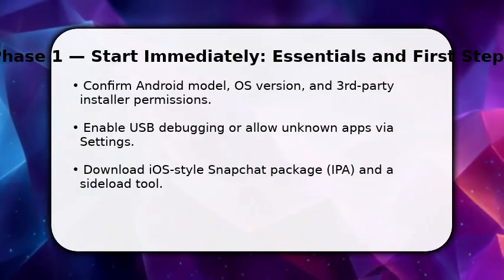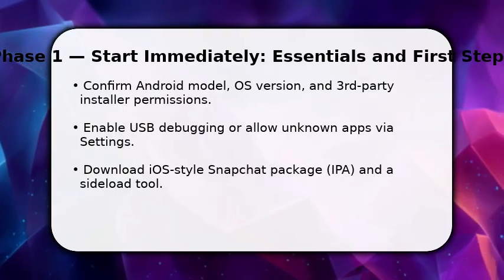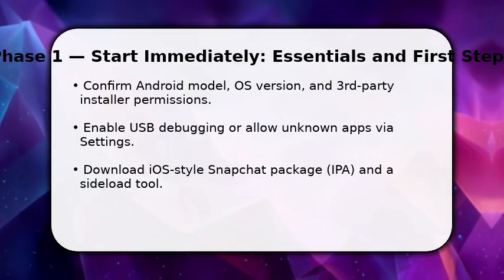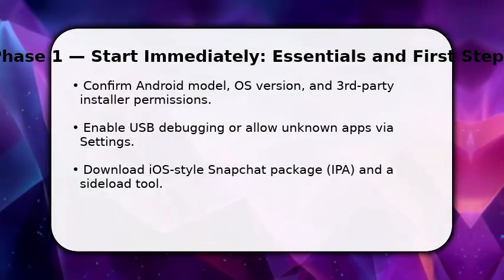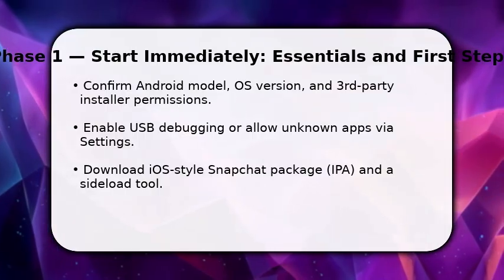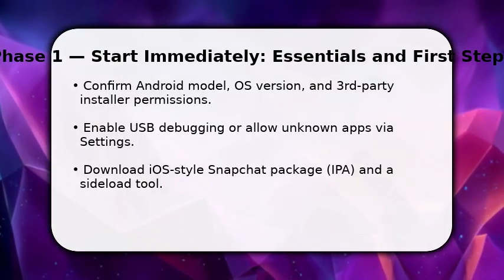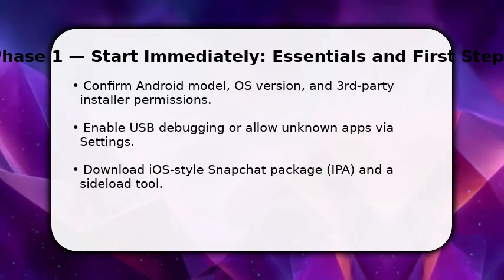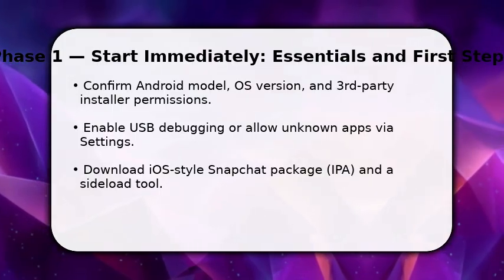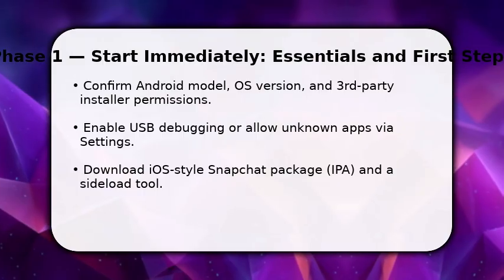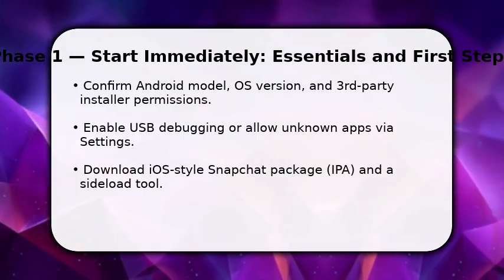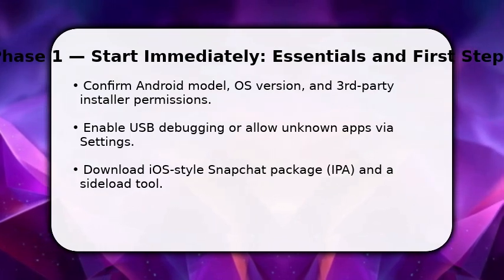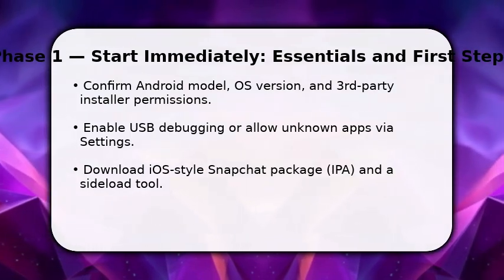You start by verifying device compatibility and giving permissions. This prevents mid-process failures. Once done, enable USB debugging or allow unknown apps so the installer can write system files. Then fetch the iOS Snapshot IPA and a reliable sideload tool on your PC or Android. Make sure file integrity checks out. You do this because Android and iOS packages differ, and the sideload tool bridges that gap. Finally, prepare a backup. If anything fails, you can restore your original system quickly.